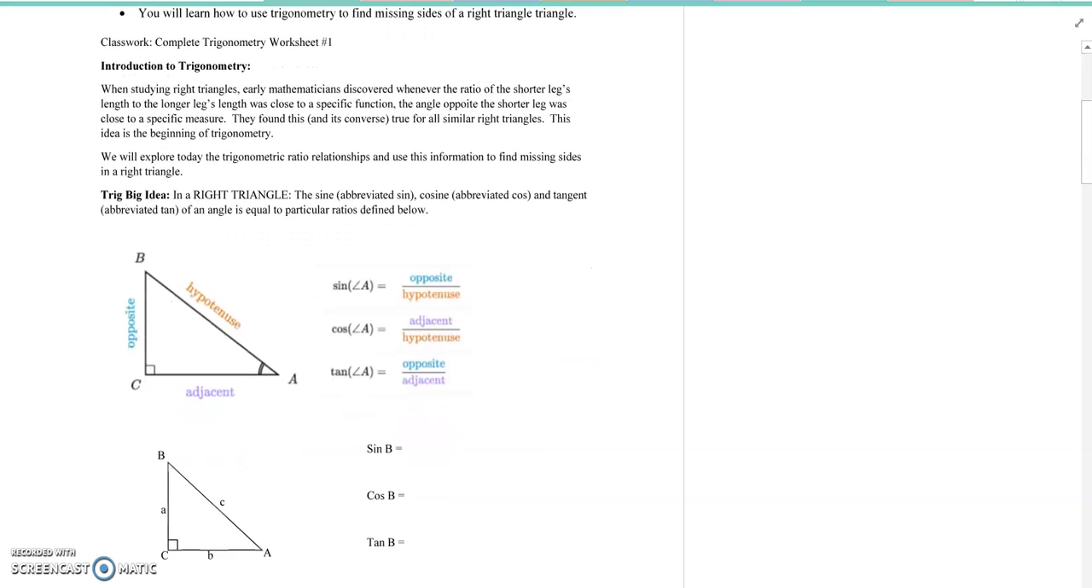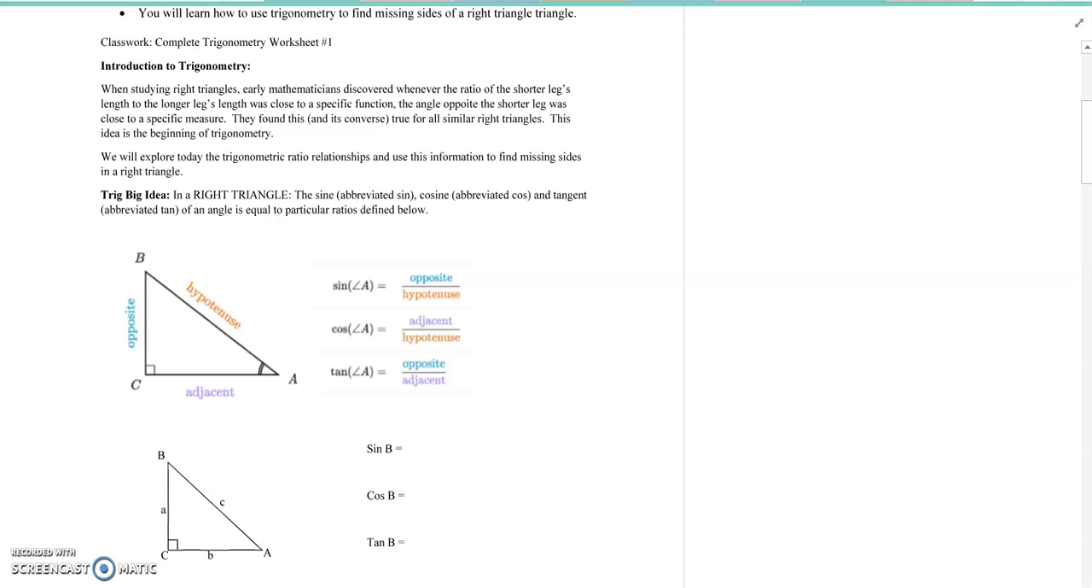Introduction to trig. When studying right triangles, early mathematicians discovered that whenever the ratio of the shorter leg's length to the longer leg's length was close to a specific value, the angle opposite the shorter leg was close to a specific measure. They found this and its converse true for all similar right triangles. This idea is the beginning of trigonometry. We will explore today the trigonometric ratio relationships and use this information to find missing sides in a right triangle.